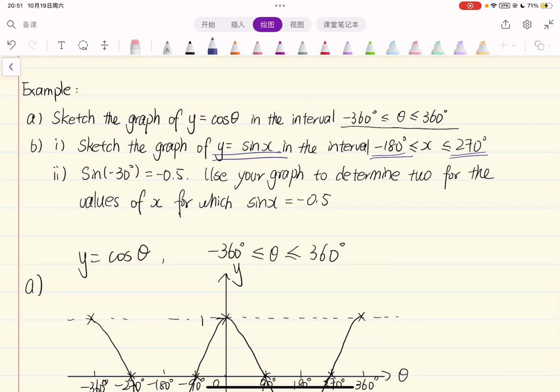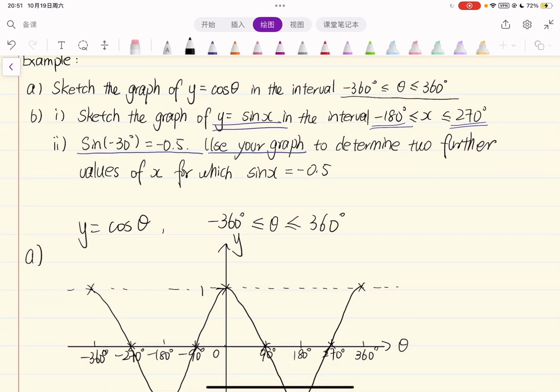Now let's see what part 2 asks. The question tells you that sine of minus 30 degrees equals minus 0.5 and asks you to use your graph to determine two further values of x for which sine x equals negative 0.5. Sorry, I wrote down the wrong word.